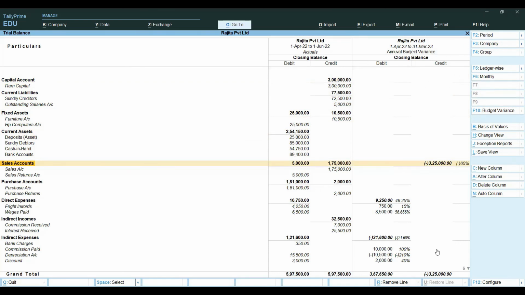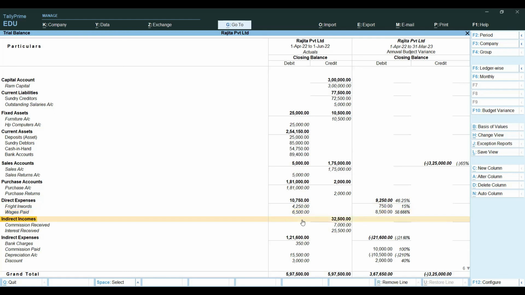Next, direct expenses. Our estimation is 20,000. Actually, the expenses going on are 10,750, but we saved 9,250. Very little expense is going on, no problem. See how much less it is showing. Freight inwards, we expected actually 5,750 less. For wages paid, we expected 15,000; only 6,500 of expense is going on.